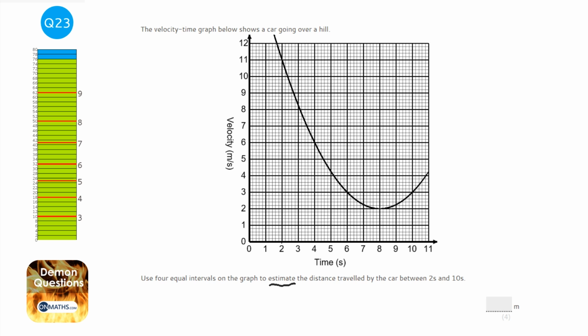So if I do 2 and 10, we can get started. Now let's have a look and see how many squares there are in between there. There's 8. So if we want 4 equal intervals, we're probably going to go up in 2s. So let's try 2s and hopefully it will work nicely.